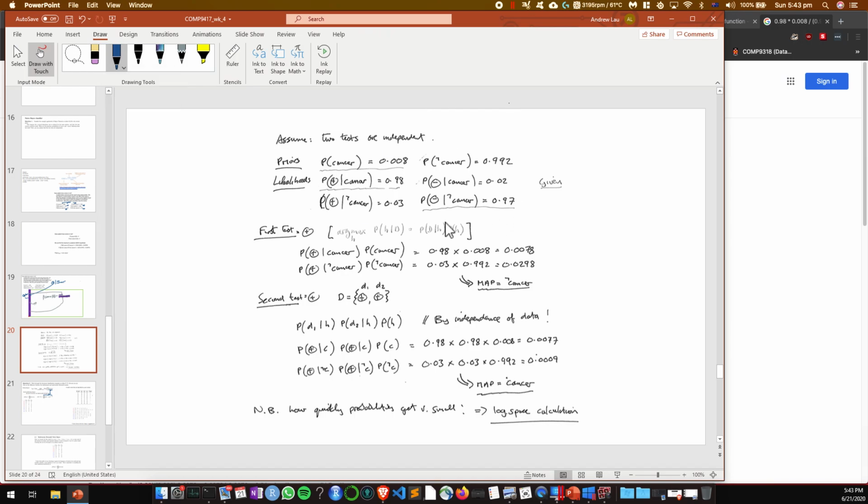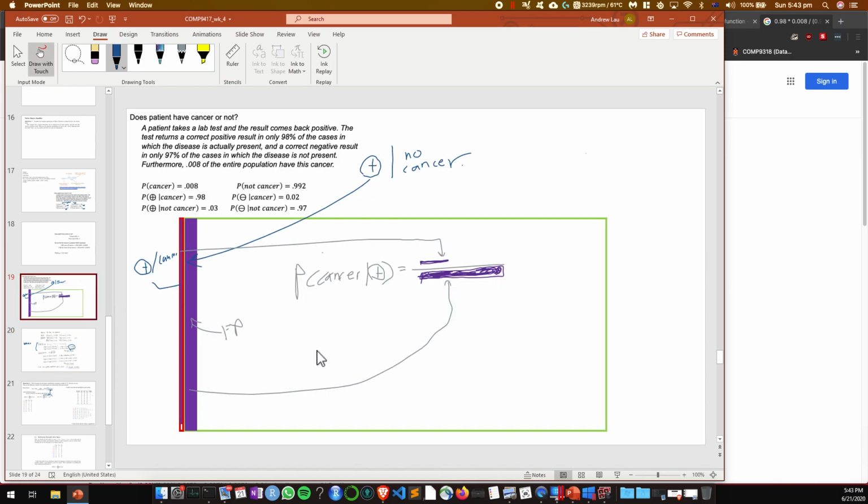Now, these are the exact same numbers from before. This is basically what we talked about before. This is what's in the lectures. After one test, you should be familiar with this. This example here is this guy here.